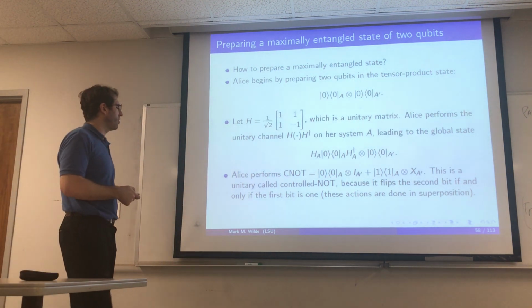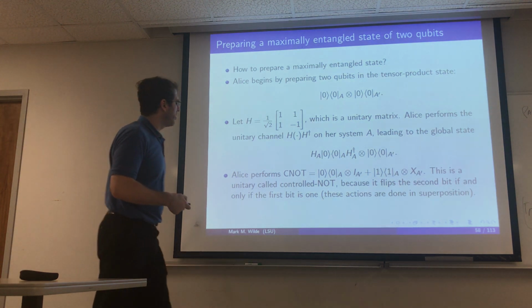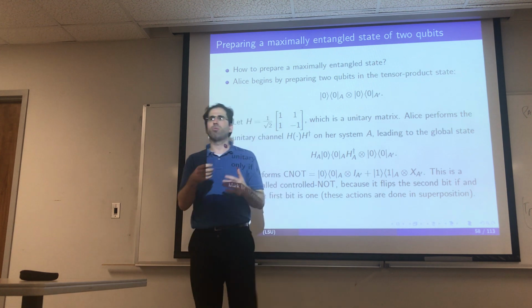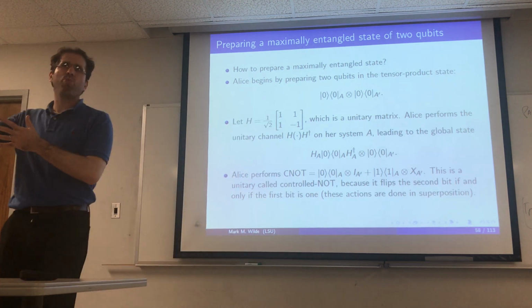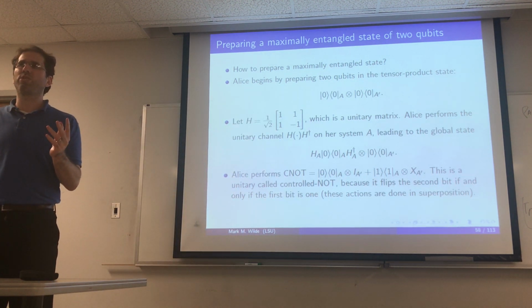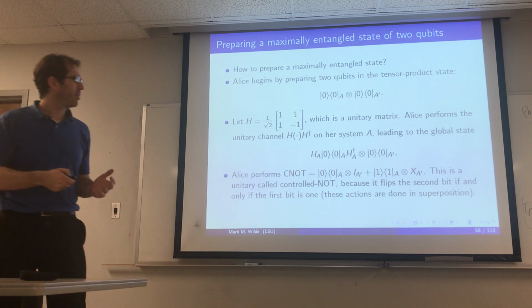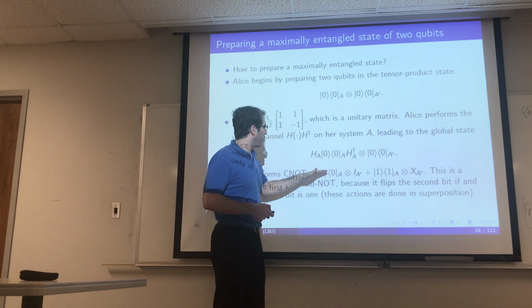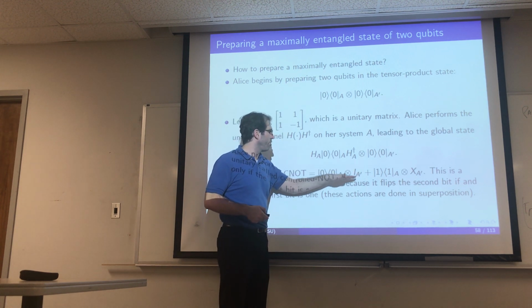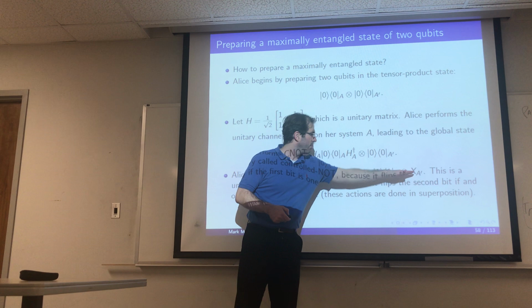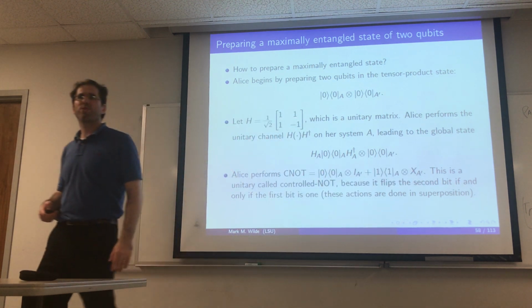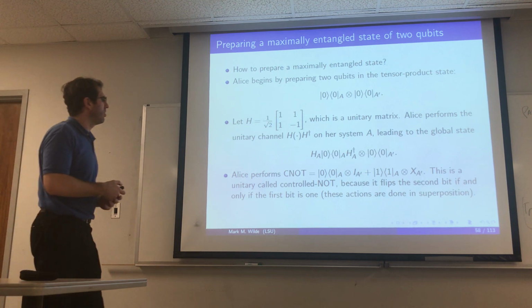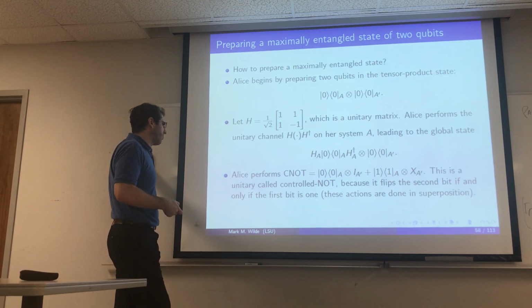Okay, so why is it controlled NOT? The NOT is just this X right here. It flips 0 to 1 and 1 to 0. So it's like a classical digital logic NOT gate. Okay? The controlled NOT says if the first qubit is 0, don't do anything to the second qubit. If the first qubit is 1, flip the second qubit. Okay, so it's controlled NOT. What you do in the second qubit is controlled on what's there in the first qubit.